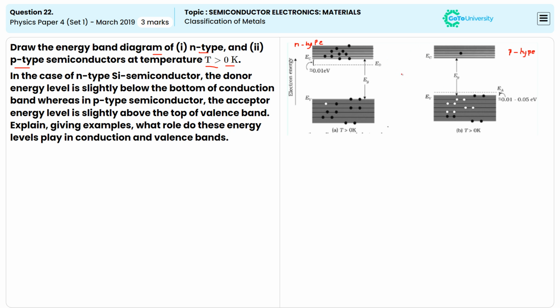In the N-type semiconductor, if you observe here, the number of holes is less and the number of electrons is more. But in case of P-type semiconductors, the number of holes is more and the number of electrons is very less. This is one method to identify which is the N and P-type semiconductor.